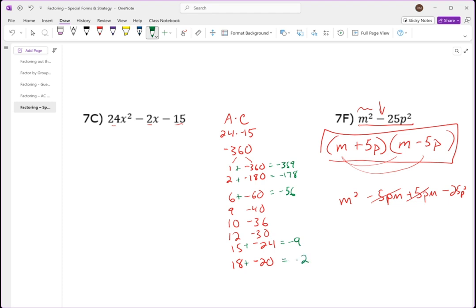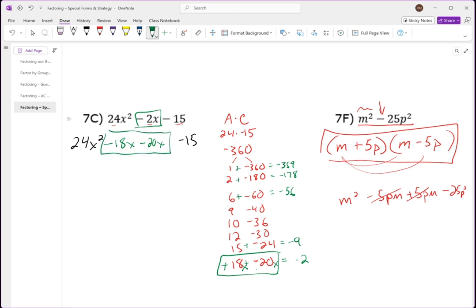So in the AC method, if you don't remember, we take our first term and our last term and we leave it alone. We're going to rewrite our middle term using these two values and adding my variable to them. So I'm going to have 18x, that's a positive. And then this one's a negative, so I'm going to write minus 20x. So let me go ahead and erase this little part. So what I have in a box here, 18x minus 20x gives me the negative 2x.